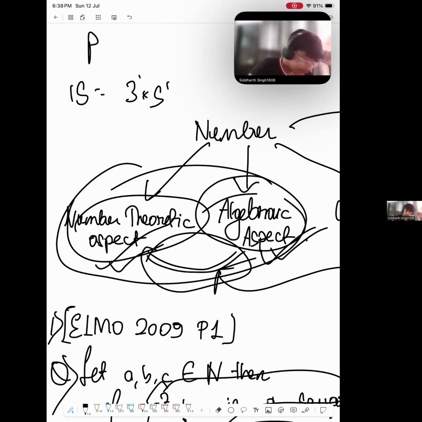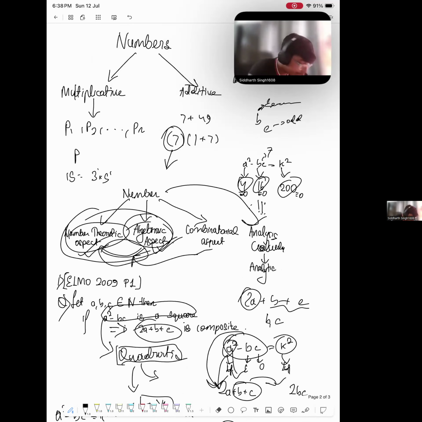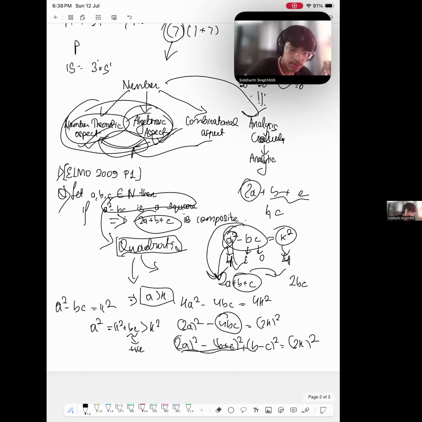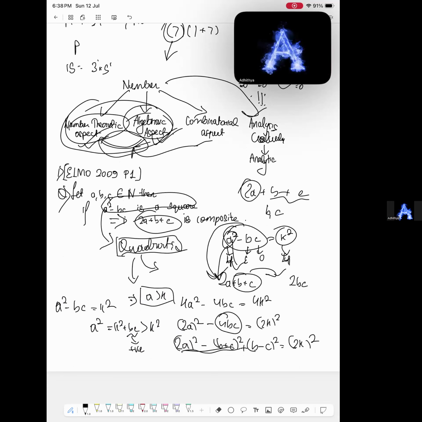Number theoretic aspect and algebraic aspect. Where did you switch? How was the entire discussion from before used here? I'll give you some time. So when did this problem stop being an algebra problem and start being a number theoretic problem? After we use the factorization, divisibility.